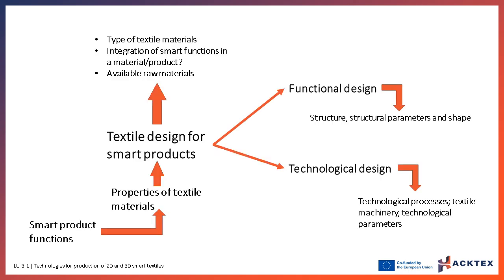Product design must answer 2 major questions. What type of textile materials are best suited for the product, ensuring maximum efficiency, at lowest production costs possible? And what technological processes to use to obtain the smart textiles needed by the application? The answers are given by functional design, that defines structure and shape, and technological design that concerns manufacturing issues.